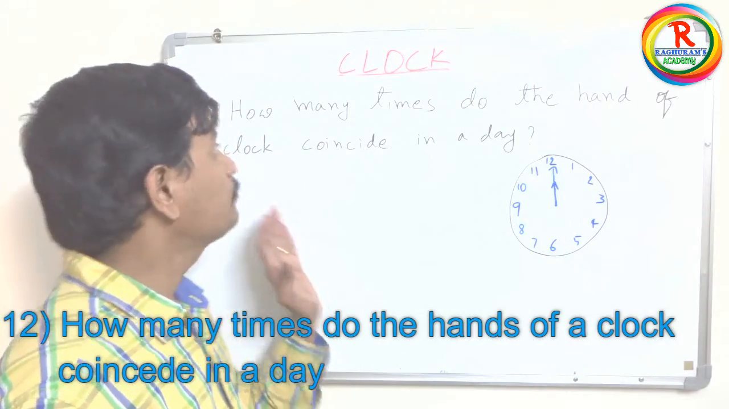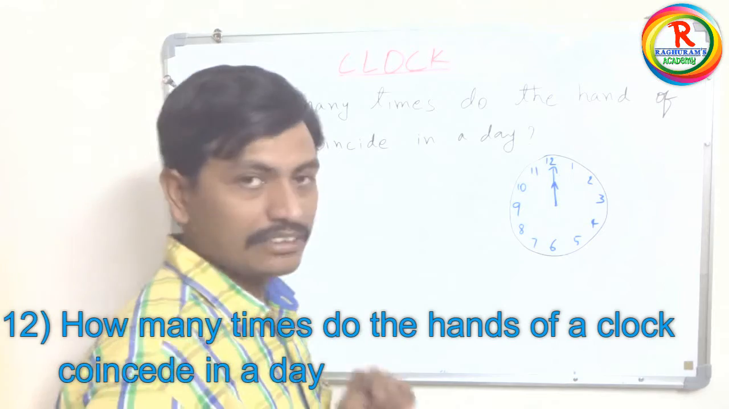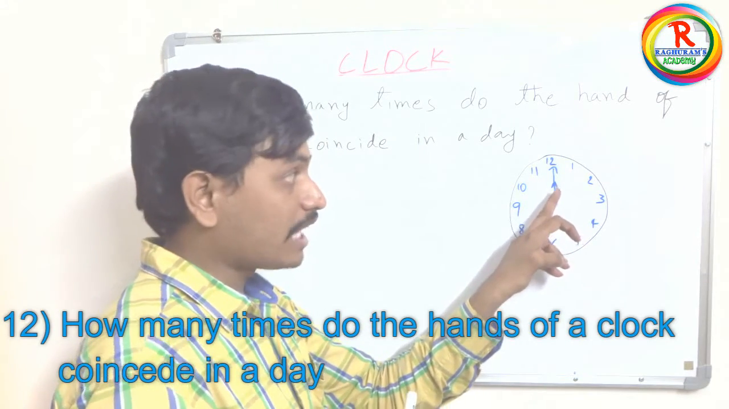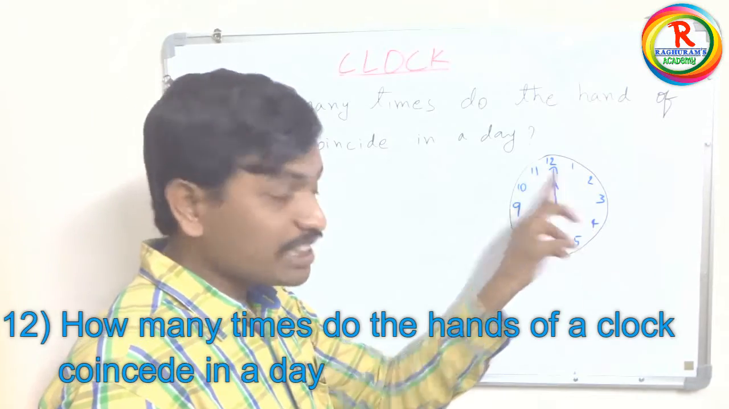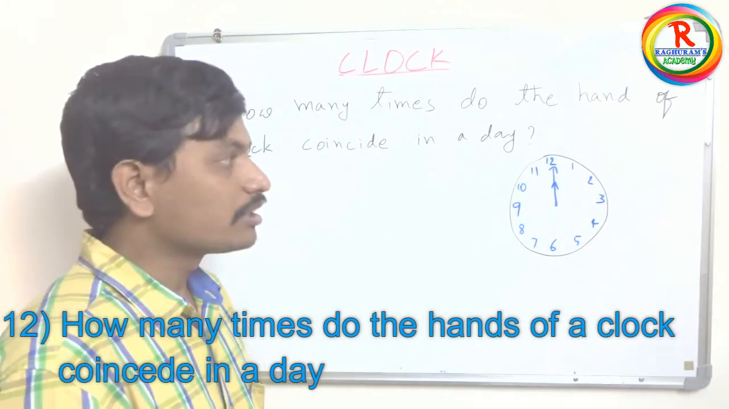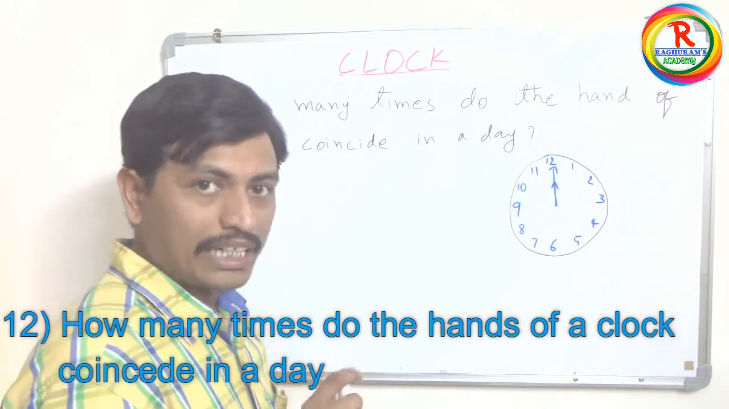Let us see a similar problem. How many times do the hands of a clock coincide in a day? Coincide in a day. So like this, at 12 o'clock it will coincide. The hands, hour hand and minute hand, will coincide like this. So you may be thinking that in 1 hour the hands will coincide only one time.